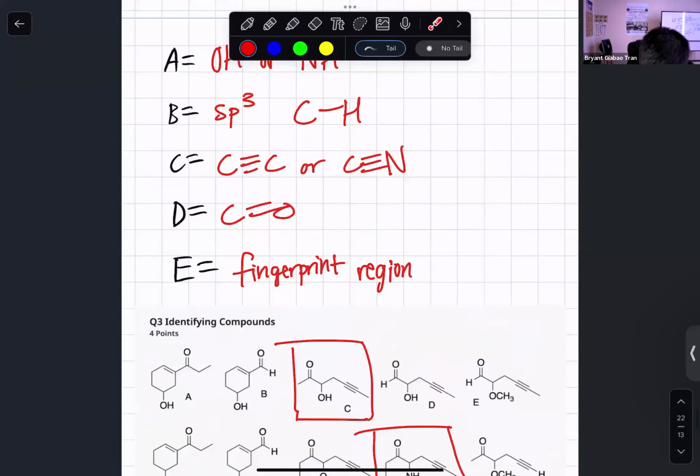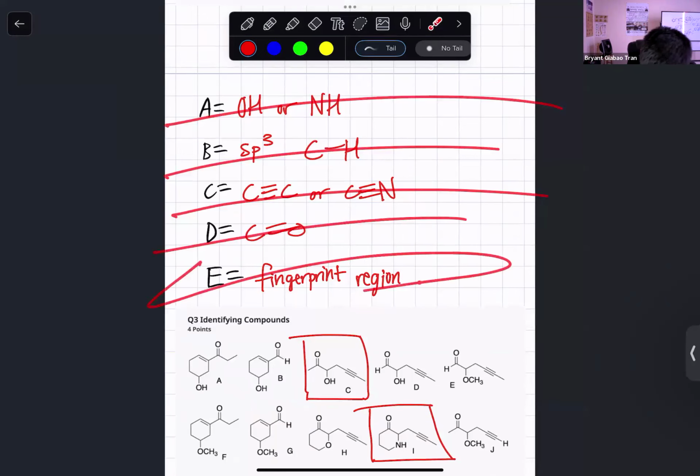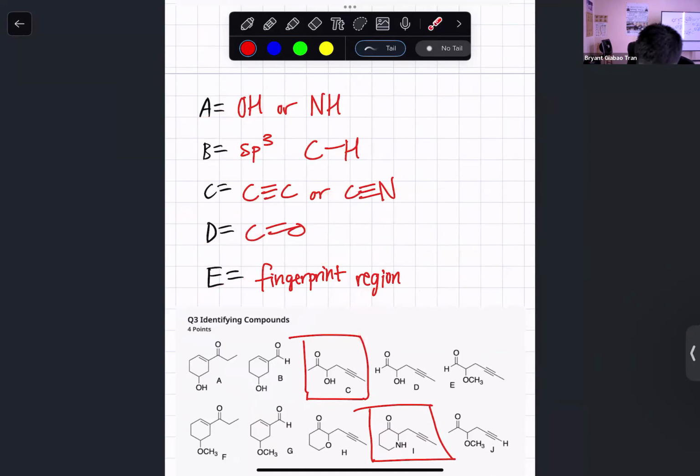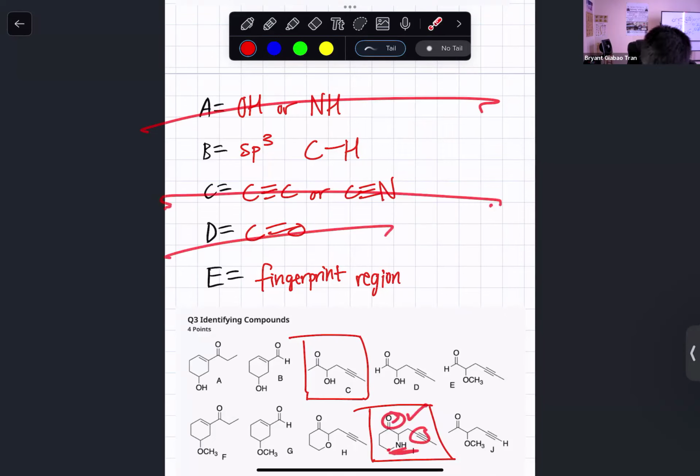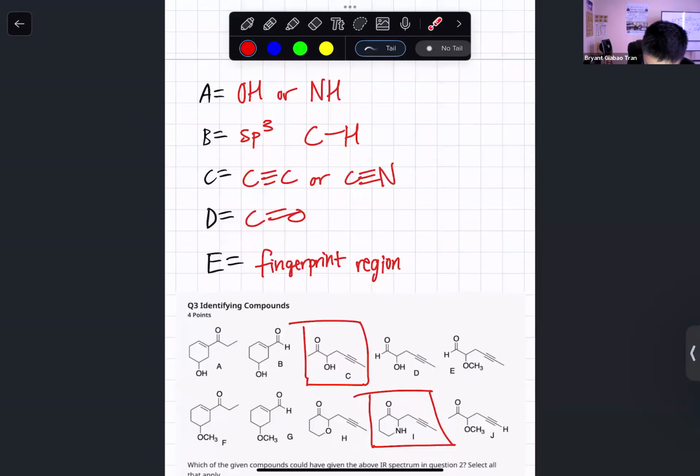So we have this alkyne here. That's good. Cross that out. We have the sp3 carbon hydrogen. Cross that out. Okay, that's good. So C is good. I and H is one of them, which is this one. Internal alkyne, good. C double bond O, good. And then the regular boring sp3 C-H, good. Fingerprint region, ignore. Everything else is bad because we have no alkene, so we cross these out. So this is a lot of process of elimination here.